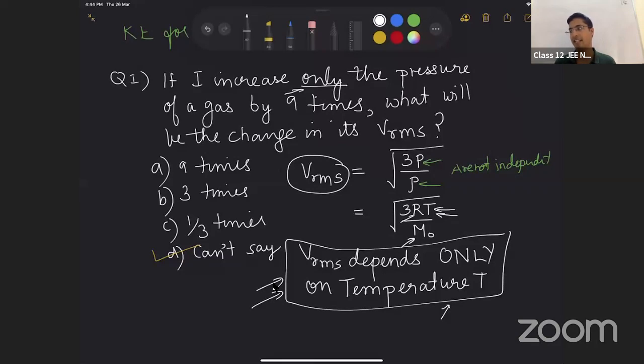Yes, Pritesh is correct. Density is directly proportional to pressure. So what will happen is if pressure increases 3 times, density will also increase 3 times. And as a consequence, numerator, denominator both will have 9 and they will get cancelled and VRMS remains constant. Okay. So this is a question which is frequently asked in competitive examinations. So just make sure that you take note of this.